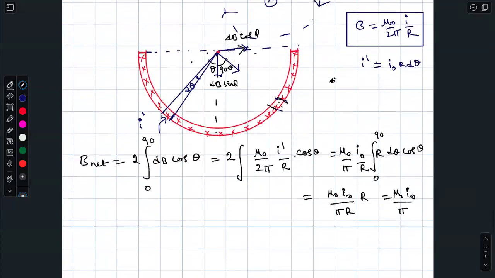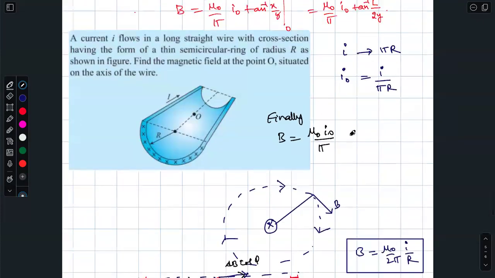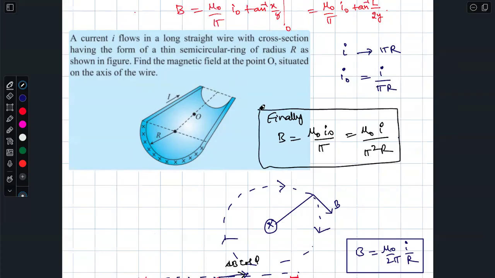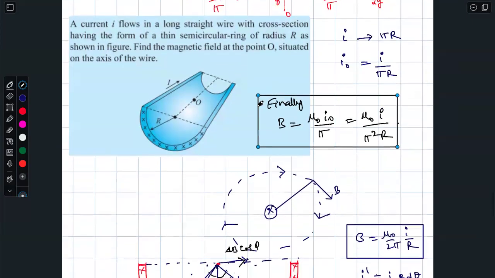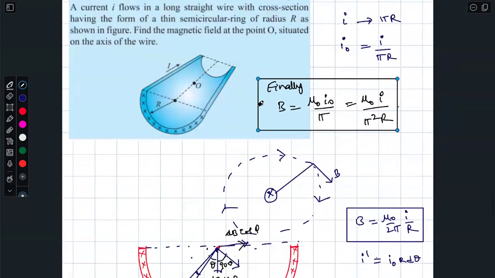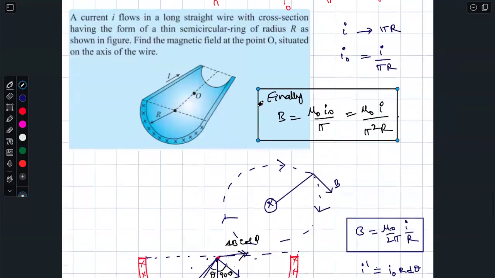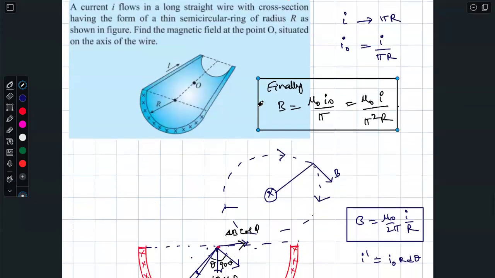Is that all? Check once. What is this going to be? Mu naught I by pi square r. Any doubt? Sure? Right. Next, another good question, which I am going to delete right now. Are you confident about this? Right.